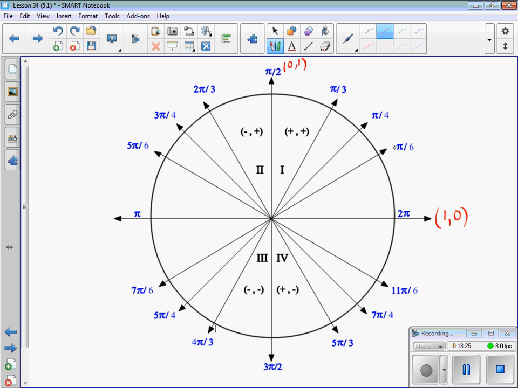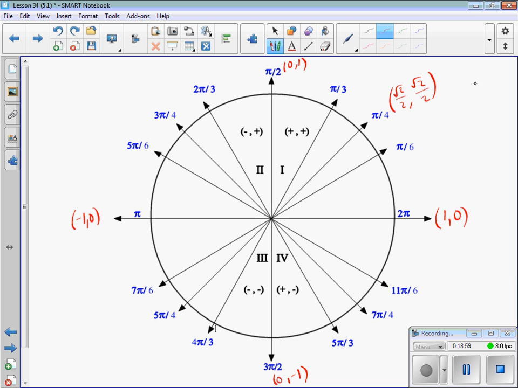The angle measure, I think I give you the angle measures on there. Okay. Over at pi, it's negative 1, 0. And down at 3 pi over 2, it's 0, negative 1. So those aren't too bad. How about at pi over 4? Square root of 2 over 2, comma, square root of 2 over 2. So let's do all of those spots now.